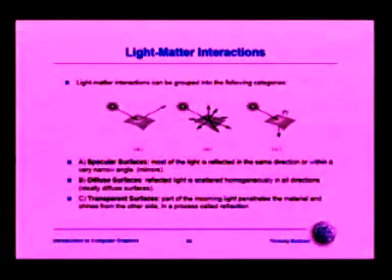Then you have a third category, which is transparent surfaces. Ideal transparent surfaces let all the energy which is incoming on the surface cross the surface. The only thing it does is that it deviates the direction of the incoming light. So you have an effect which is called refraction.